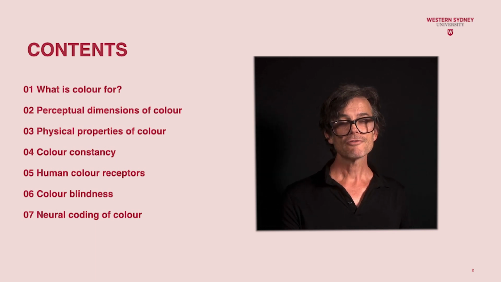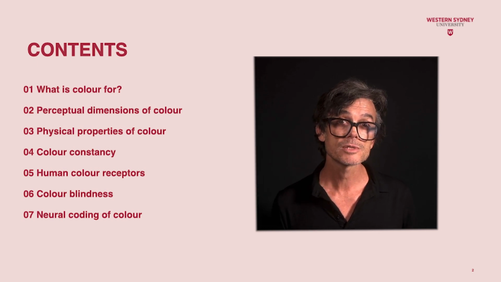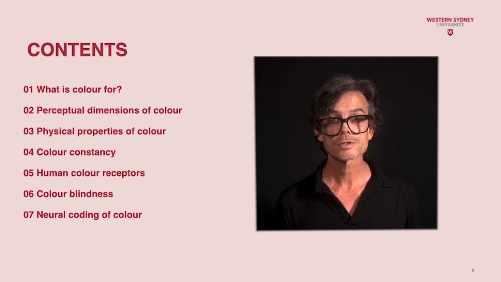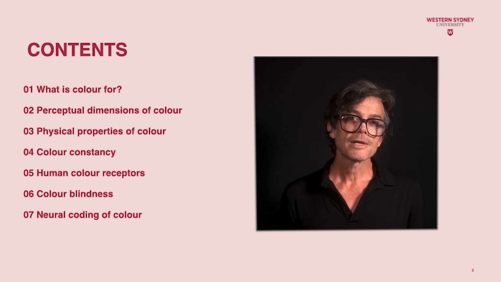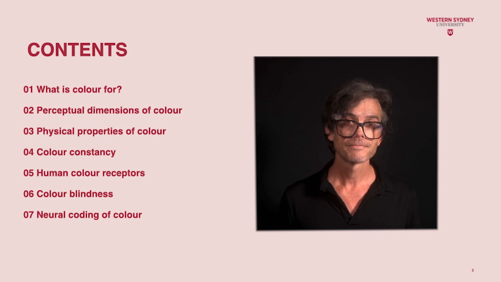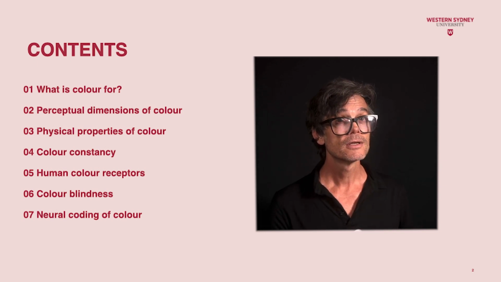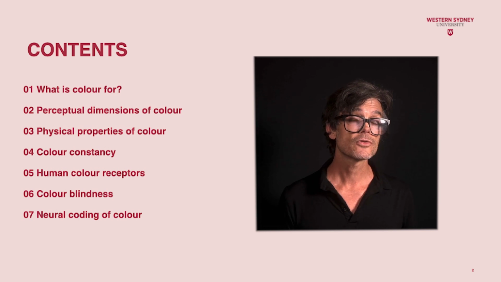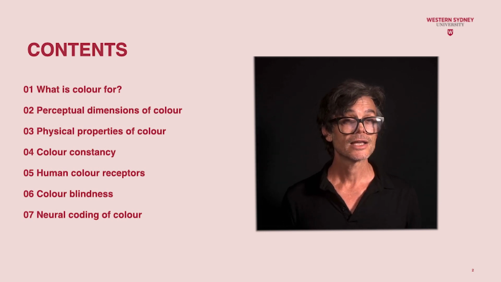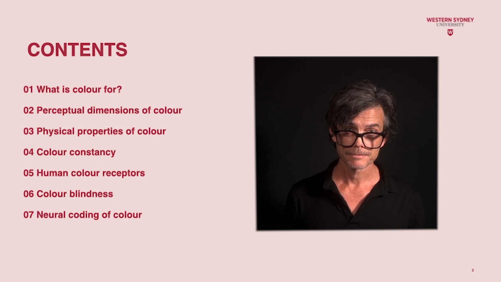In part 5, we'll look in detail at the response properties of human colour receptors, that is, the cones, before examining the various phenomena known as colour blindness. In the final section, we'll evaluate the two classical theories of human colour vision: trichromatic theory and opponent process theory.